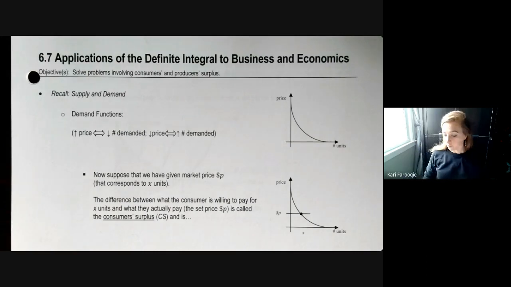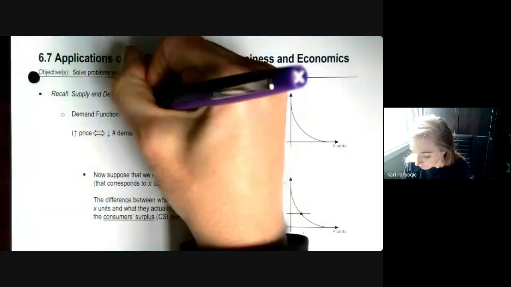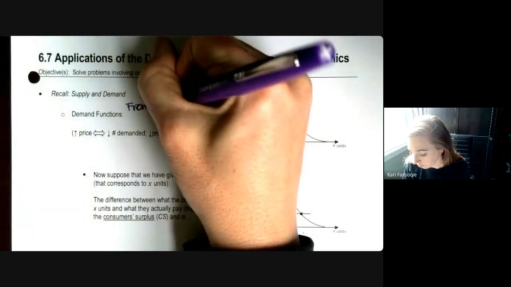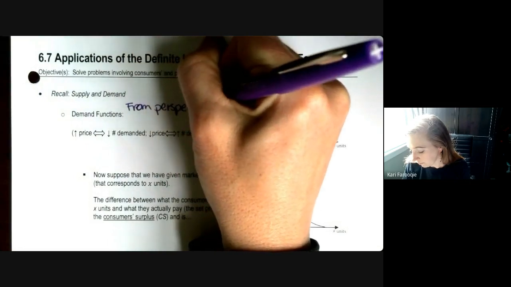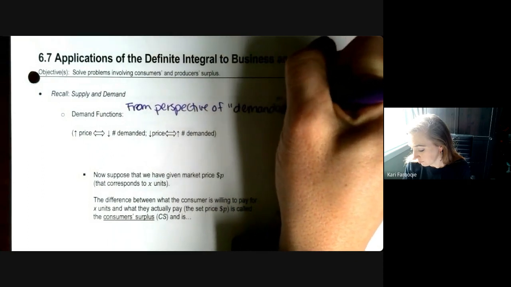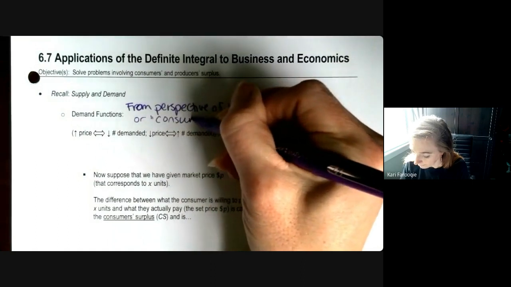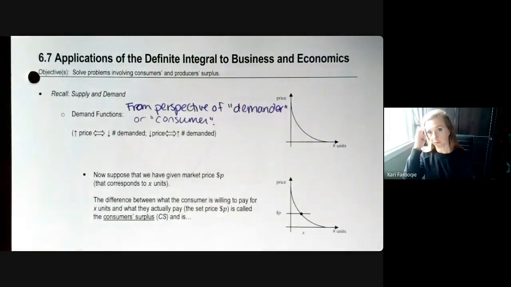So kind of recalling what we had talked about, supply and demand. I know it seems like so long ago. I think we first introduced supply and demand in chapter 2, so it's been a while. But for demand functions, we're going to think about this from the perspective of the demander, or consumer. The person who's spending money on something is the consumer.